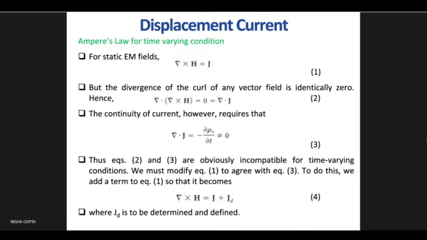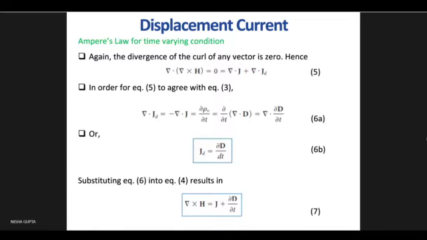So in order to make it compatible, we add one term, J_D. This J_D is an extra term added to equation number 1, and then we examine whether condition 2 is now valid. Now we have to find out what the term J_D is, how it can be determined, and how it is defined.